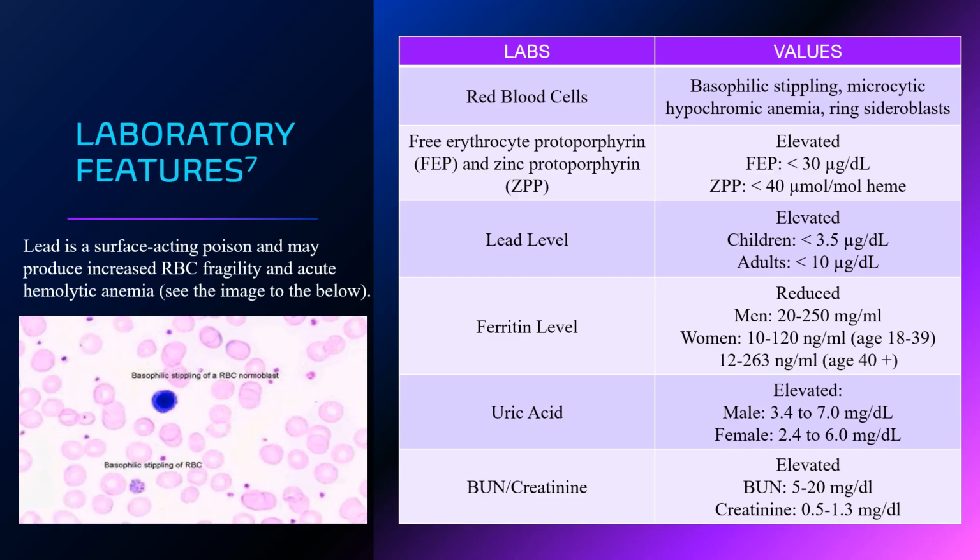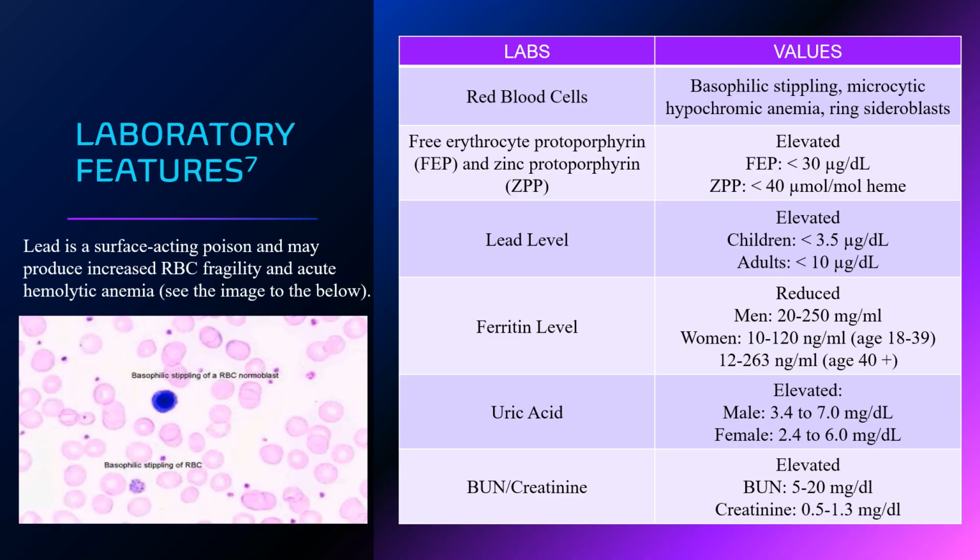Now, as noted, changes in the RBCs take place. We have elevated uric acid, because lead primarily damages the kidneys, specifically the proximal tubules, which are responsible for filtering and excreting the uric acid. There are also elevated levels of FEP, where lead interferes with the enzymes involved in heme synthesis, and that causes the accumulation of protoporphyrin, which is measured as an FEP.